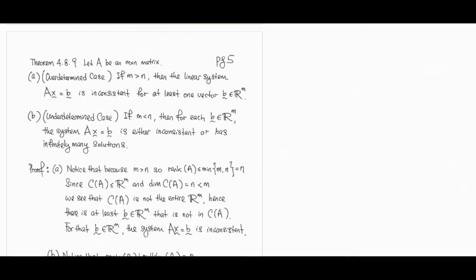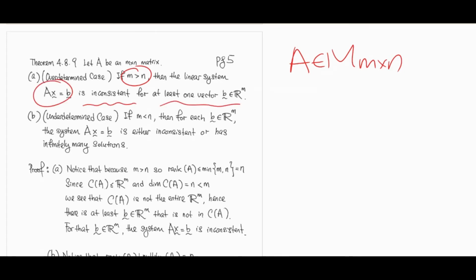All right. The following theorem here is a good way to complete this discussion on the rank and the nullity of a matrix, and how we associate them with the solution for the linear system AX equals B. So theorem 4.8.9 says that if you have a matrix A of size m by n, and your m is strictly bigger than n, then this linear system is inconsistent for at least one vector B in Rm. And this is also known as the overdetermined case.